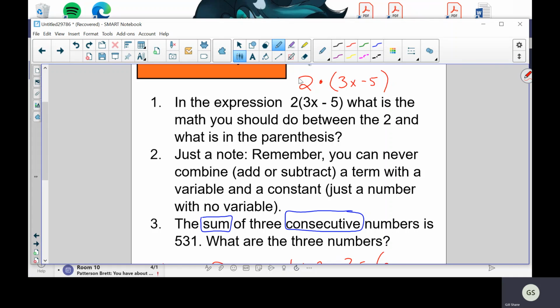And then if I wanted to, I could do the distributive property, if you remember that, where you say 2 times 3x and then 2 times negative 5. We're going to get into that more this week.